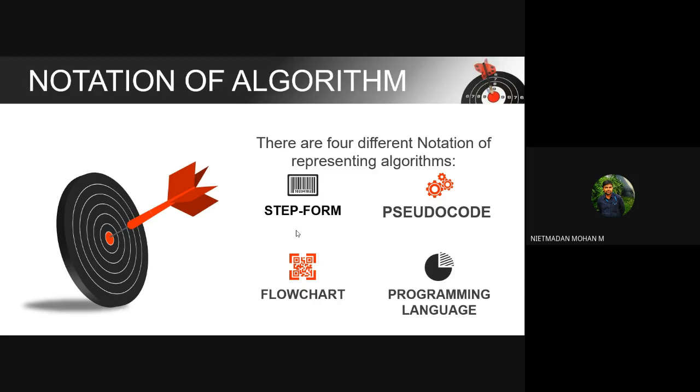So yes, there are 4 types of notations over here. One is step form, and the second one is pseudocode. The third one is flowchart, and the fourth one is programming language. Step form is where you write an algorithm as a step-by-step process, and the computer science background students will have heard the name pseudocode. So the third one is flowchart, and the fourth one is programming language. We will discuss them one by one here.